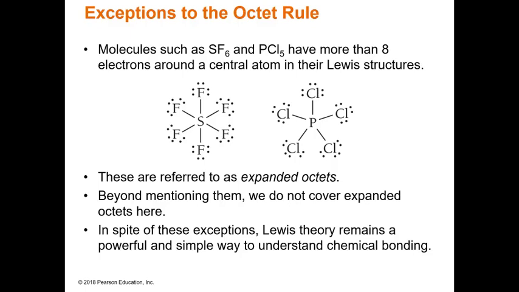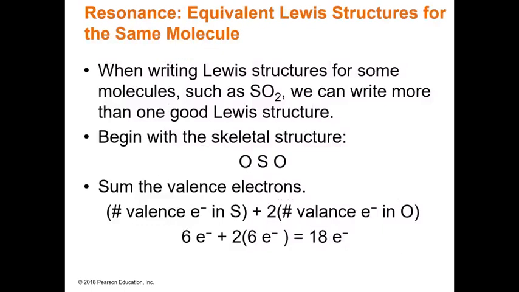some atoms, particularly those in period 3 and beyond, can have more than 8 electrons. This is called an expanded octet. Examples include SF6 and PCl5. While we won't cover expanded octets in depth here, it's important to be aware of them. Even with these exceptions, Lewis theory remains useful.